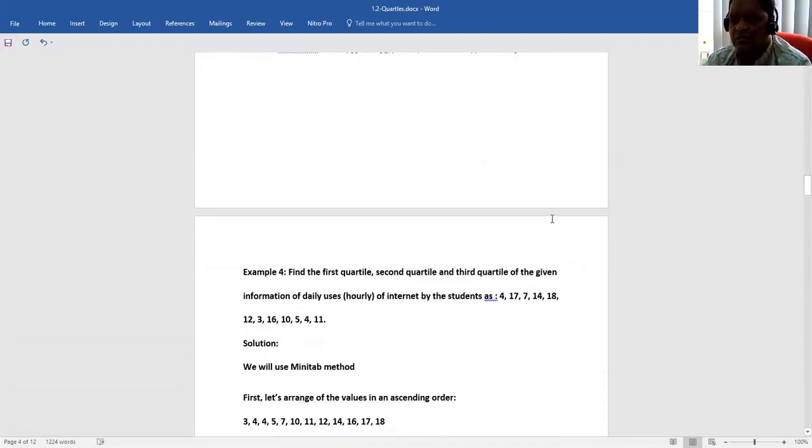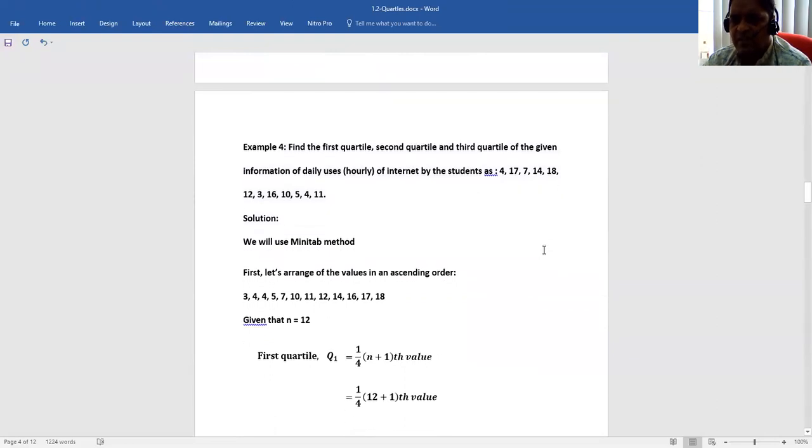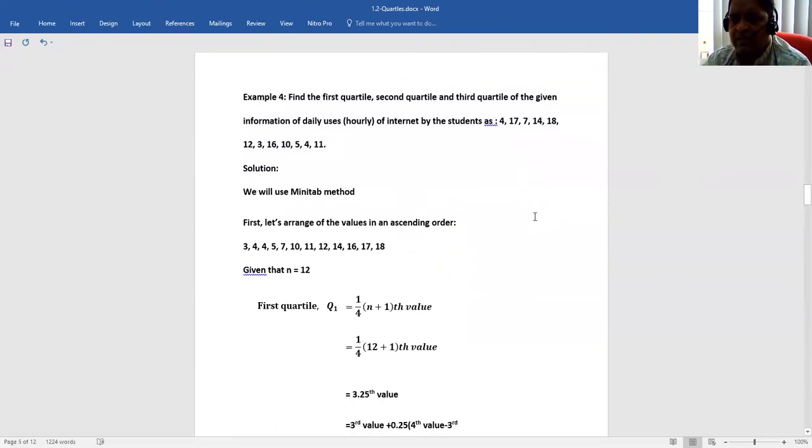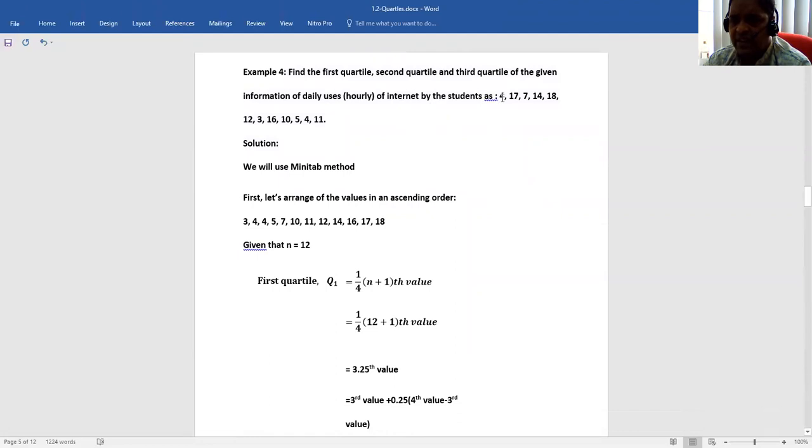Let us do another example. This is the internet usage by students in hours. After getting the data, we have to arrange the data in ascending order, as I already told you. If you arrange in ascending order, you will get 3, 4, 5, 7, 10, 11, 12, and so on up to 18. If you count, 1, 2, 3, 4, there are 12 students' internet usage values. So n will be 12.